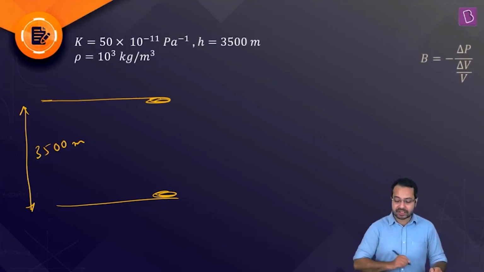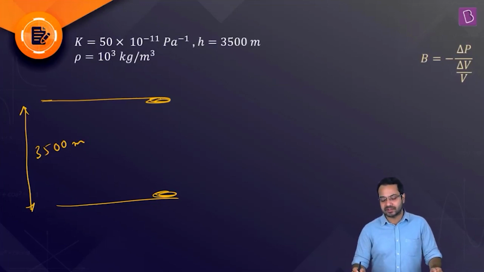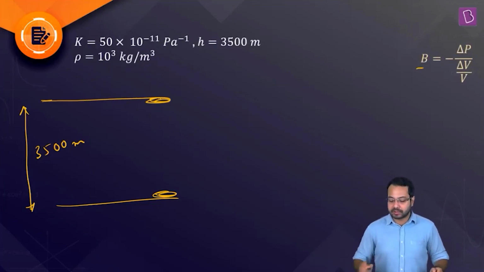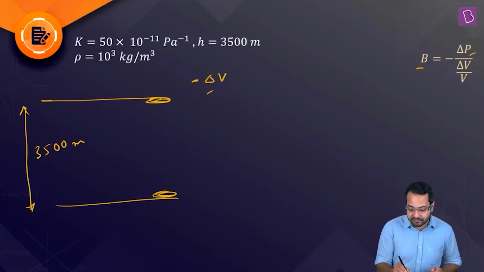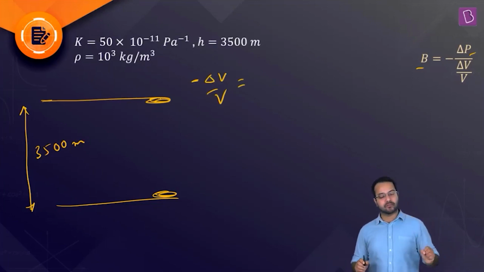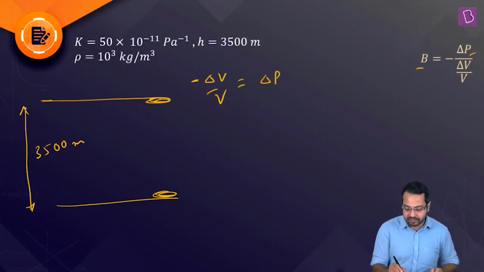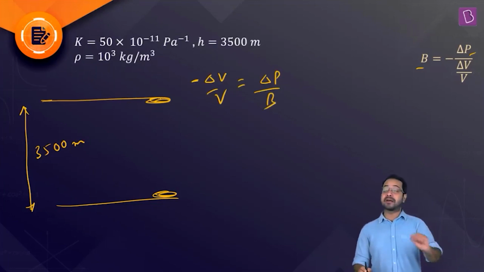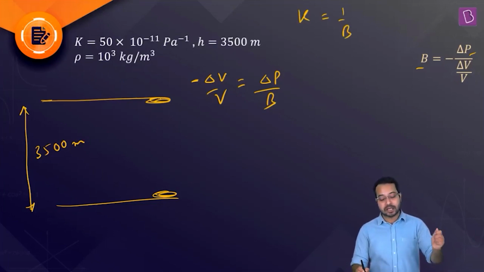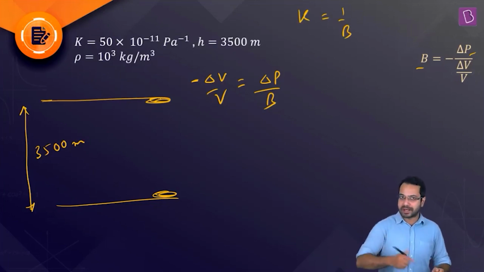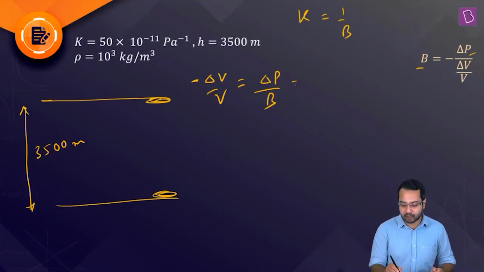Now the fractional compression and the excess pressure are related by the relationship: the bulk modulus is equal to delta P divided by minus delta V by V. So from here we can say minus delta V by V, the fractional change in volume, is equal to delta P divided by the bulk modulus. But we have not been given the bulk modulus, we have been given the compressibility. The relationship between bulk modulus and compressibility is K is equal to 1 by B. So I can substitute K for 1 by B, and I'm going to get delta P multiplied by K.